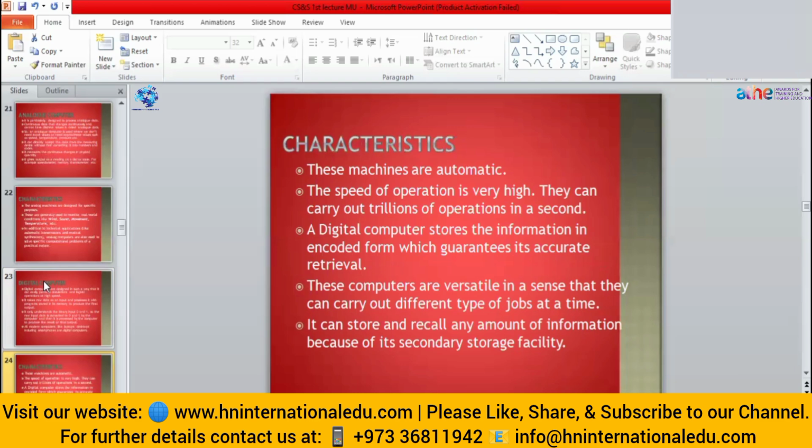So a digital computer stores the information in encoded form, which guarantees its accurate retrieval. If we are entering text, it will convert it into 0 and 1 form and then reconvert it into text form. So these computers are versatile in the sense that they can carry out different types of jobs at a time. So we can say that these are general purpose computers. They can store and recall any amount of information because they have memory capability, and they can store the data permanently.